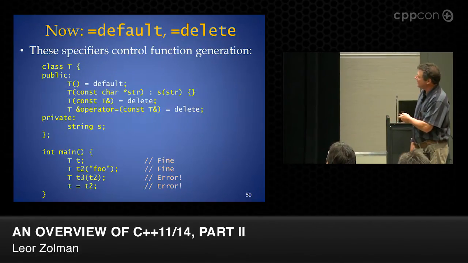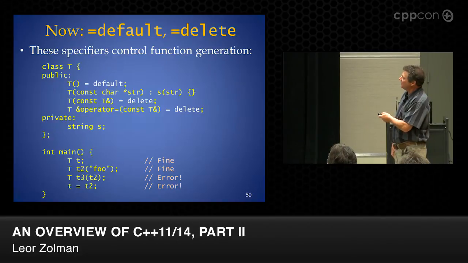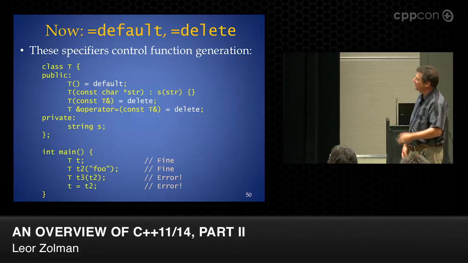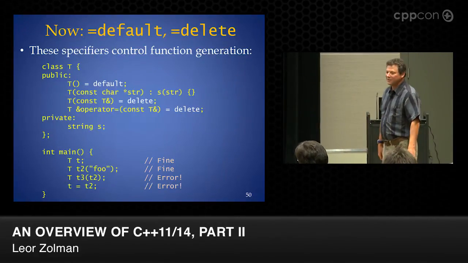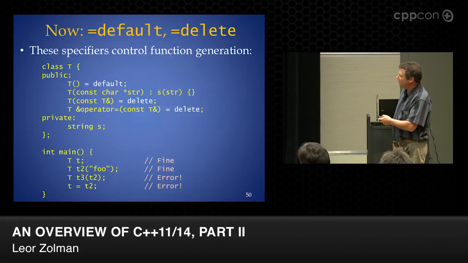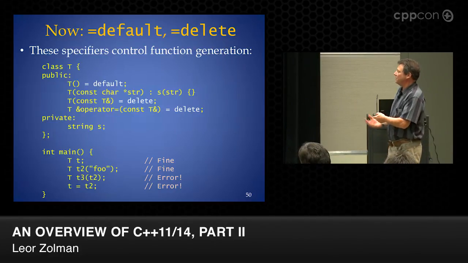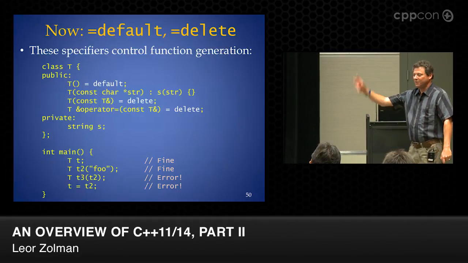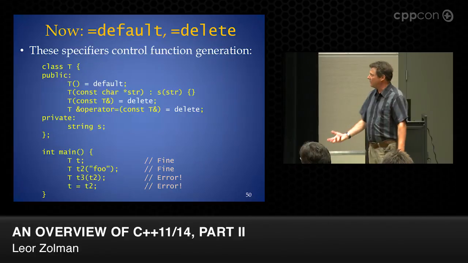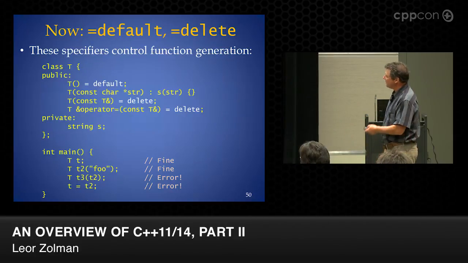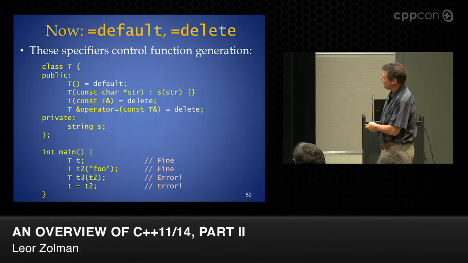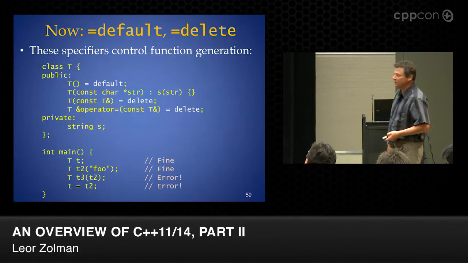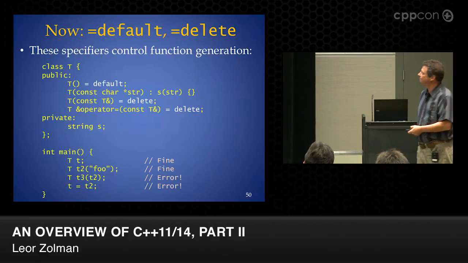You can also say equals delete, and this solves our problem of disallowing these operations. Well, the cool thing about this is that it's still public. So the access control doesn't have to be hacked to make that an error. It's still public, but it's deleted. So if anybody tries to perform a copy operation, it's immediately diagnosed with a nice message that clearly tells you this operation has been deleted. That's why you can't do it. Default construction is fine. Direct construction here with a string is fine, but any kind of copying operation is now diagnosed at compile time.